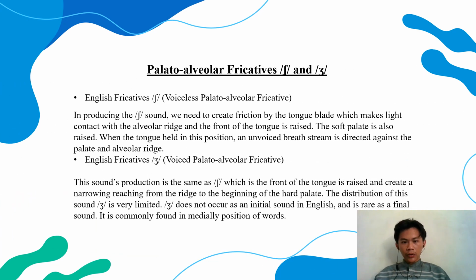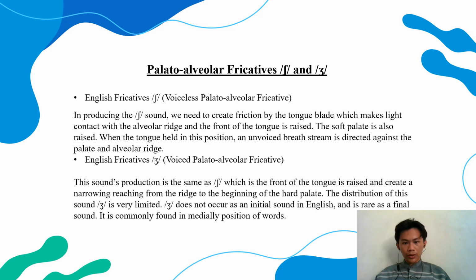The next is the palato-alveolar fricatives, sh and zh. English fricative sh. In producing the sound, we need to create friction with the tongue blade in contact with the alveoli, and the front of the tongue is raised. The soft palate is also raised. When the tongue is held in this position, an unvoiced breath stream is directed against the palate and alveoli. Examples are shoe, shine, flash, and English.